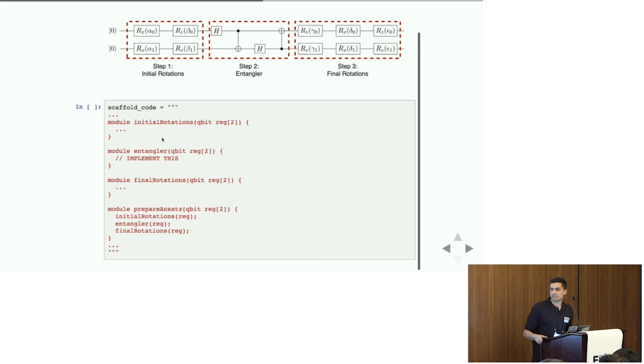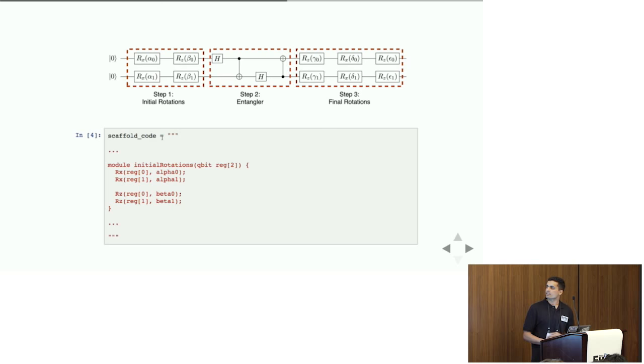Preparing the ansatz has these three steps: initial rotations, entangler, final rotations. We have provided you with the code for initial rotations to give you an idea of the syntax. All it's doing is Rx and then Rz. Each gate takes in two arguments. The first argument is the qubit that's specified. The second argument is the angle. So for this, we just have Rx on the first qubit, reg 0, by an angle of alpha 0, and similar for the next three gates.